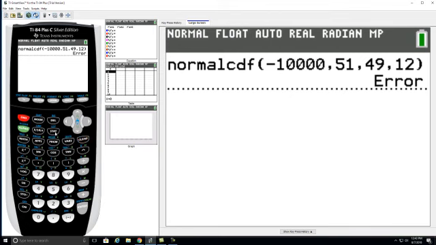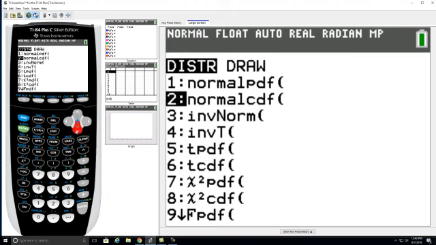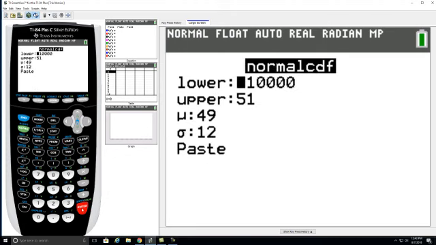So let's try another example, still using the exact same command. So negative 10,000, and I saw what my mistake was, so my apologies. So for future reference, make sure you know the difference between your negative, which is listed right here, and your minus.